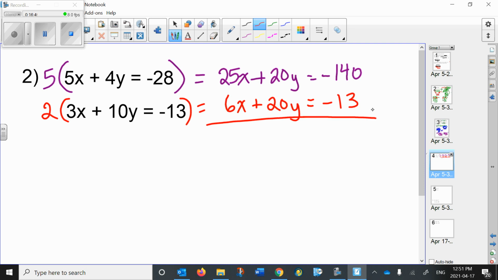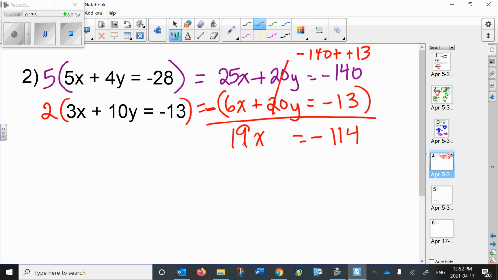So now I can eliminate that 20y. But I can eliminate that 20y not by adding, because if I go 20 plus 20, I'm going to get 40. So I have to subtract, and you have to remember that subtraction sign for each one of them. So I say 25 minus 6. Well, 25 minus 6 is going to give me 19x. 20 subtract 20 gets rid of it. That equals, now be careful here, because it's negative 140 subtract a negative 13. So what happens with these two minus signs? They become positive, and we get a negative 114.